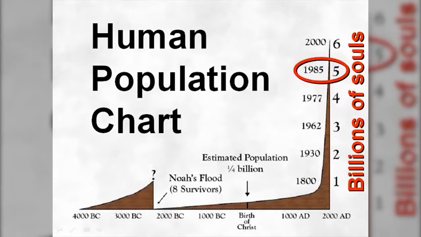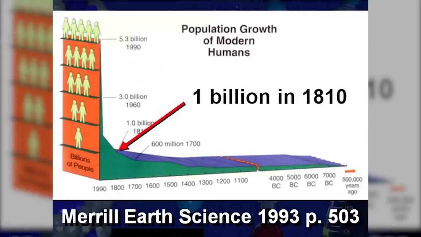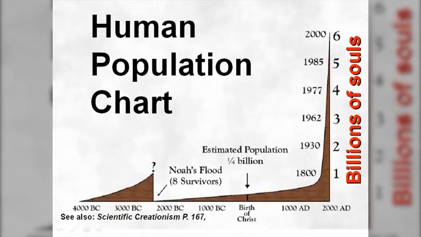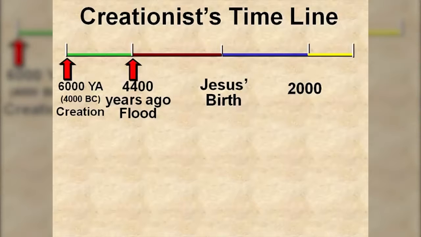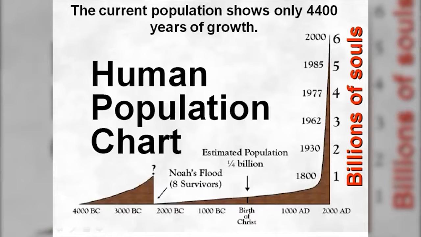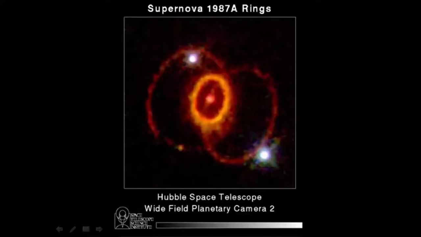In 1985, there were 5 billion people on planet Earth. And in 1800, there were only 1 billion people on the planet. Most people agree that there were only about 1 billion people around 1800. The world's population at the time of Christ was about 250 million people. Starting from the Bible, we see that 6,000 years ago, God created everything. 4,400 years ago, there was a worldwide flood in which only 8 people survived. And this is exactly what the evidence shows. The current population shows only 4,400 years of growth. God's Word is truth. Let's talk about supernova rings.